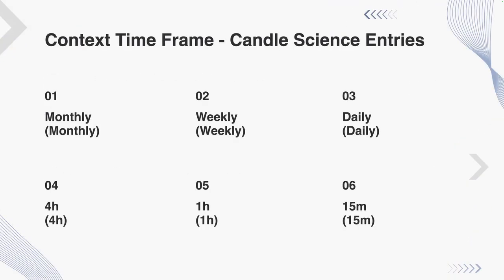So right here, if we then move on towards the first slide where we need to go over, same as in order flow entries, those time frame alignments. We have the context time frame and we have the entry time frame. So the context time frame for the candle science entries right here is the following. If we have monthly context, we want to look at a monthly candle science entry.